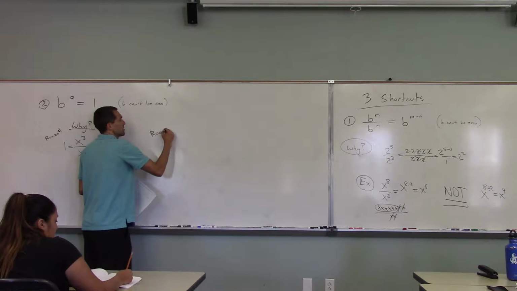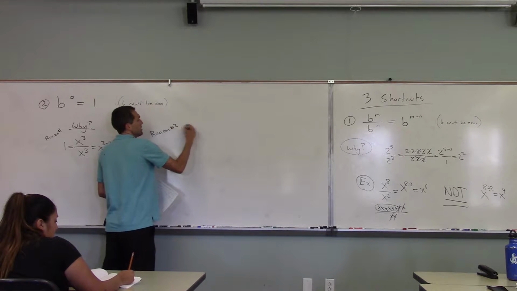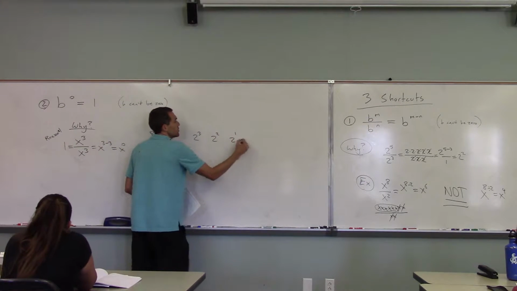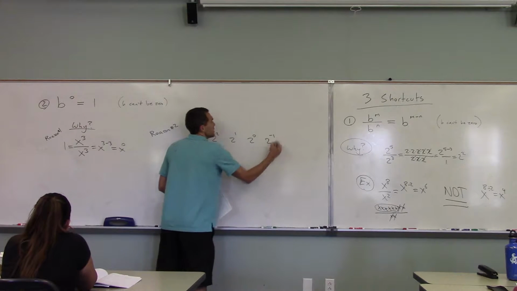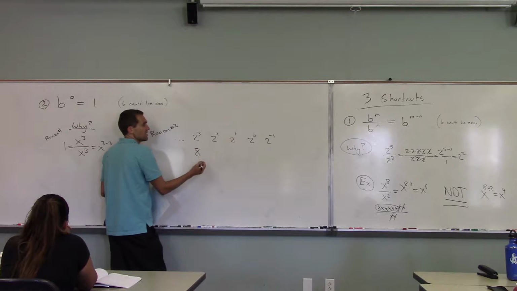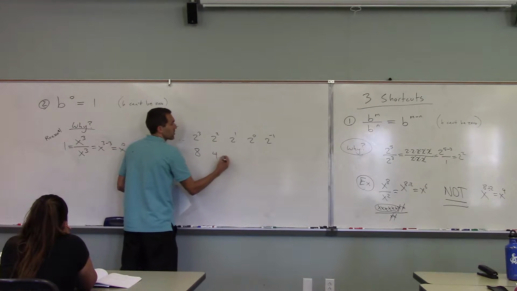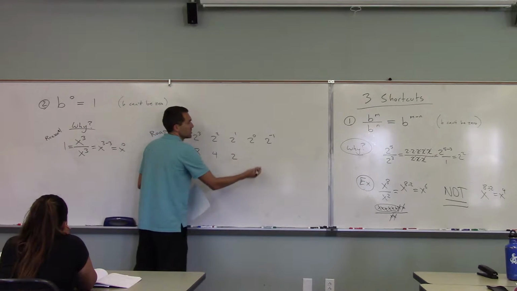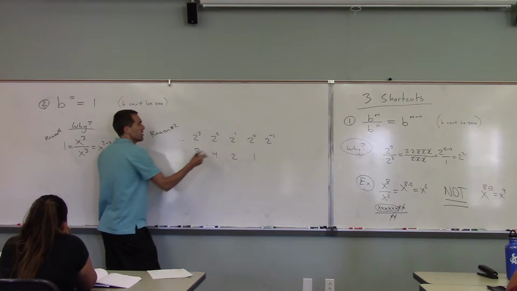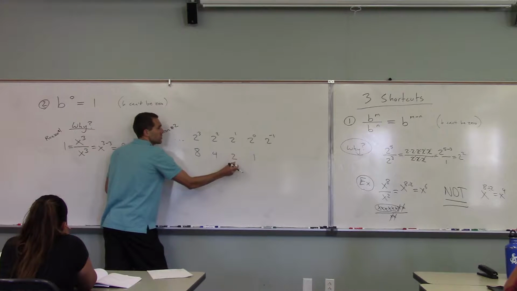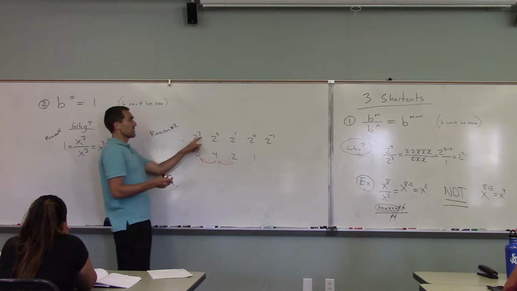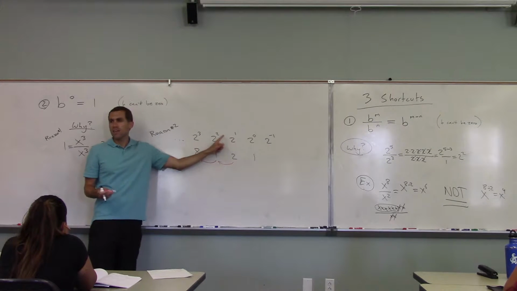here's reason 2. It's just think about the pattern, like 2 to the 3rd power, 2 squared, 2 to the 1, 2 to the 0, 2 to the negative 1. So 2 to the 3rd is 8, 2 to the 2nd is 4, 2 to the 1st is 2. So it would make sense that this is 1, because think about it. Every time you raise this power by 1, you are multiplying by 2. So every time I take one of them away, I have 1 less 2.